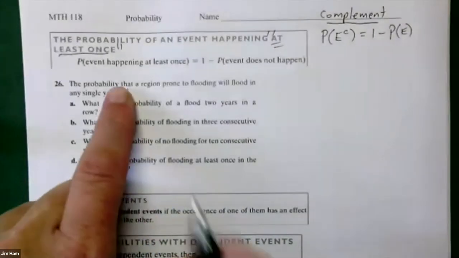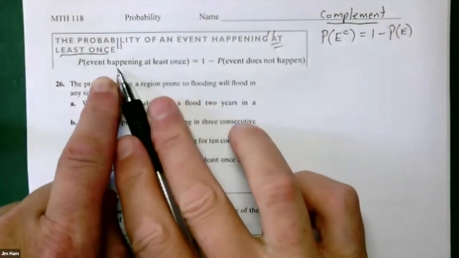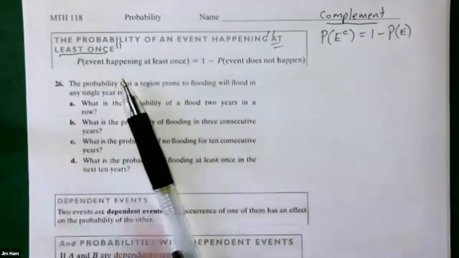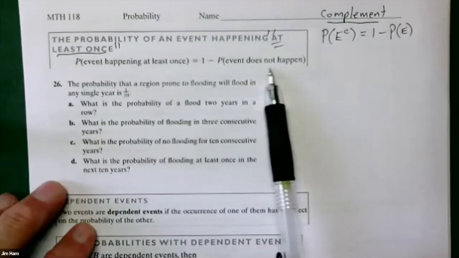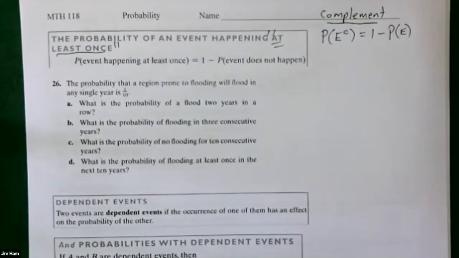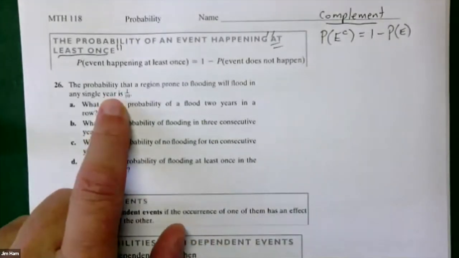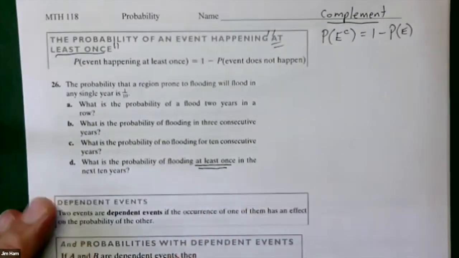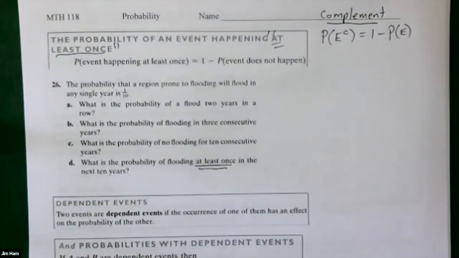So here's how they write it. The probability of an event happening at least once, and you'll see that a lot, is one minus the probability that it does not happen. So I'd like to go through an example to show you where that applies and where it doesn't. So problem number 26 is one such problem. Here's the application of that property, but I'll show it to you once we calculate it.